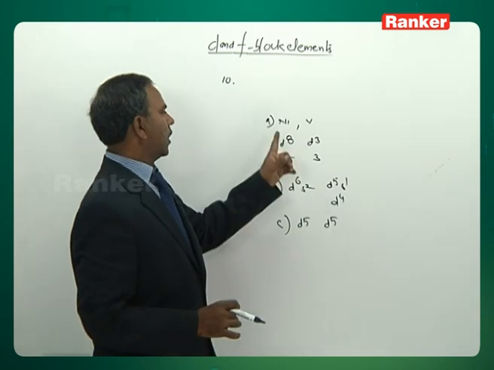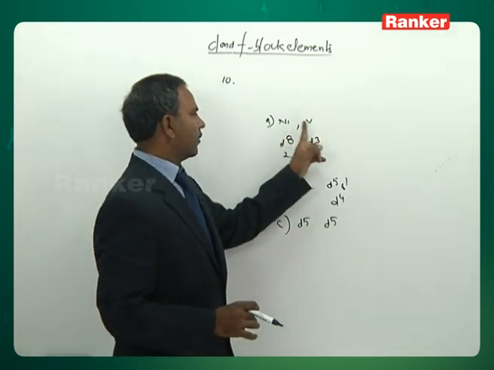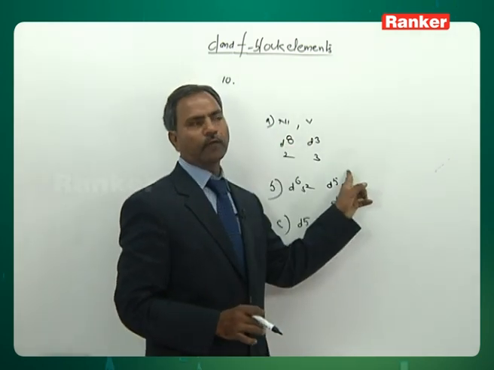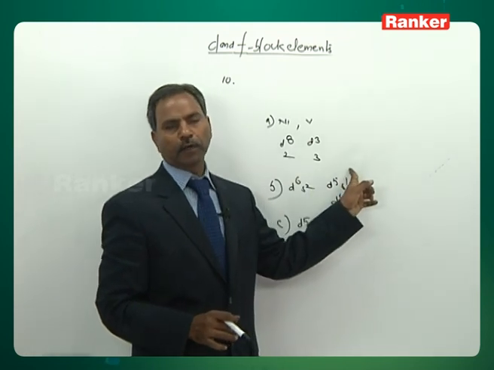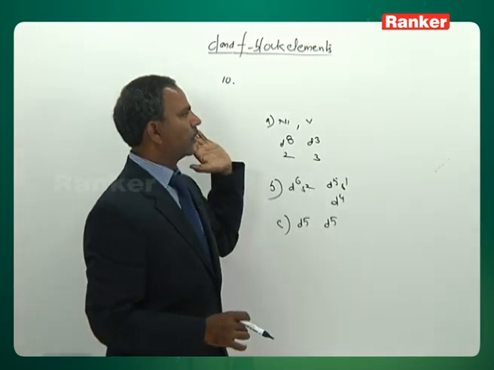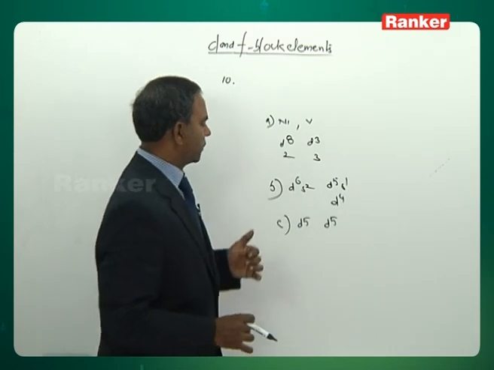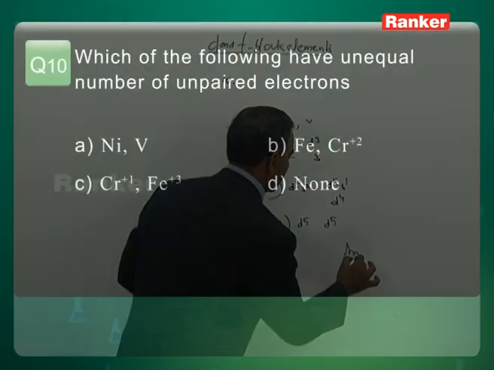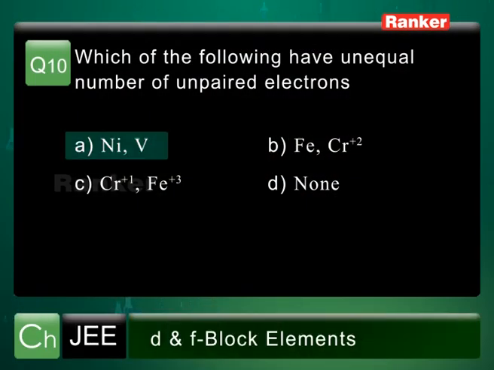So the answer is option A: only nickel and vanadium carry an unequal number of unpaired electrons. So for this 10th question, option A is the correct answer.